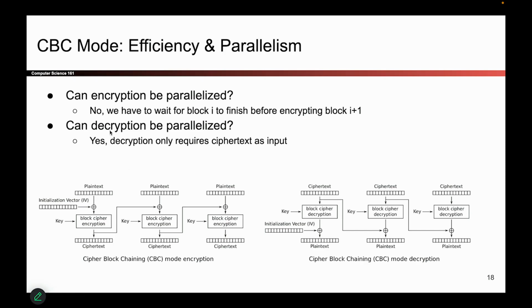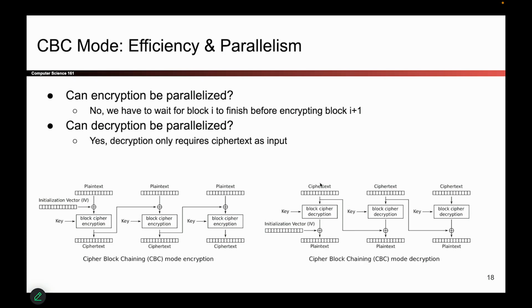What about decryption? So again, we look at the picture, and you might be tempted to say it cannot be parallelized because of these arrows. But we have to be careful. Let's look at the inputs to the decryption algorithm. There's the ciphertext. Do we have that? We do. The ciphertext is the input to decryption. Do we have the key? We do. That's one of the inputs to decryption. And what about this value? This value is the previous ciphertext. Do we have the previous ciphertext?